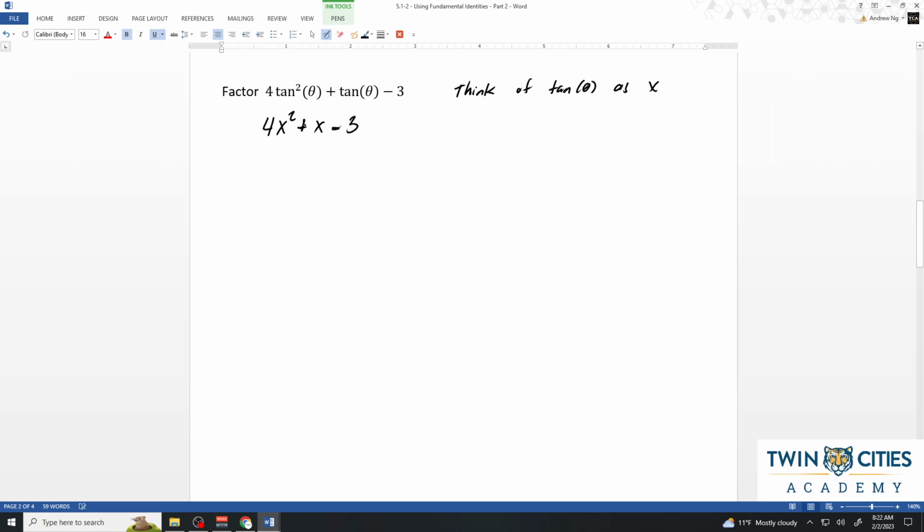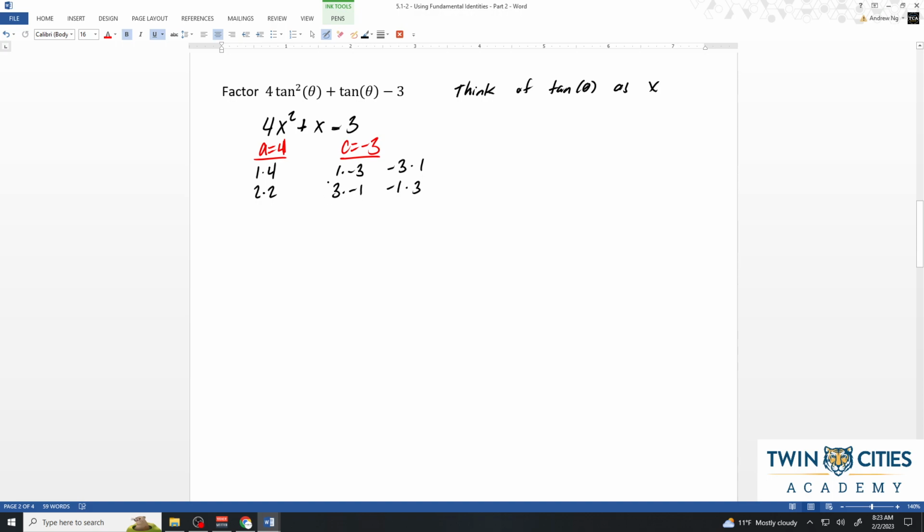Well, this is something I've factored before. This will use our a equals 4, c equals negative 3 method. And that's where I list all of the factors of a, so all the factors of 4, 1 times 4, 2 times 2, and all the factors of negative 3. So this would be 1 times negative 3, 3 times negative 1. Since a is not 1, I should also list these in reverse. So negative 3 times 1, and then negative 1 times 3.